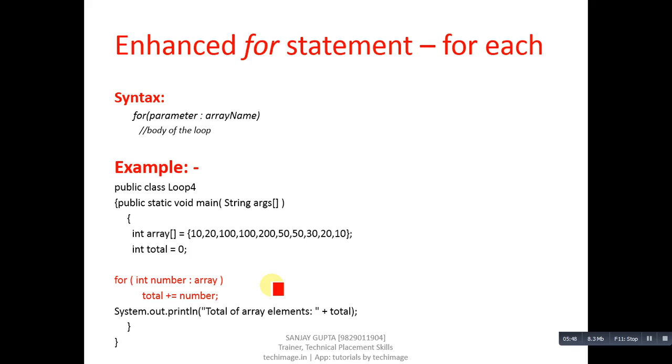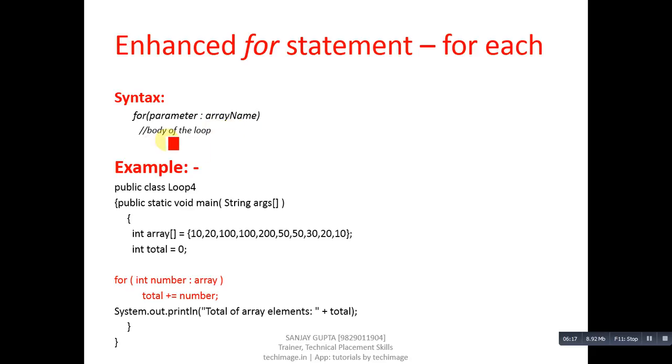So after discussing these three loops, there is another loop which is for each loop. It is new in Java. It is not available in C and C++. This loop is particularly used with array. So to access elements of array, we can use for each loop. So this is the syntax: for keyword, then parameter, it will be a variable, then colon and name of array, then body of the loop will be there.